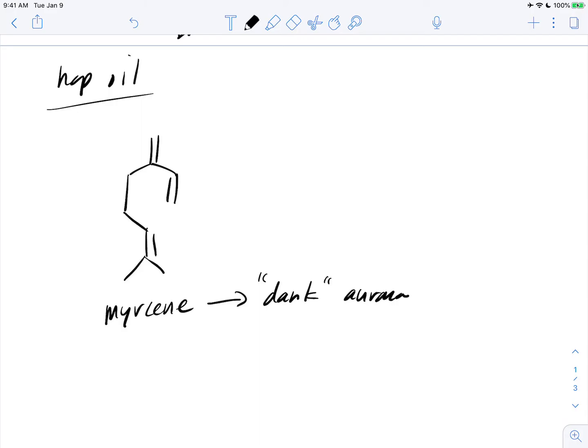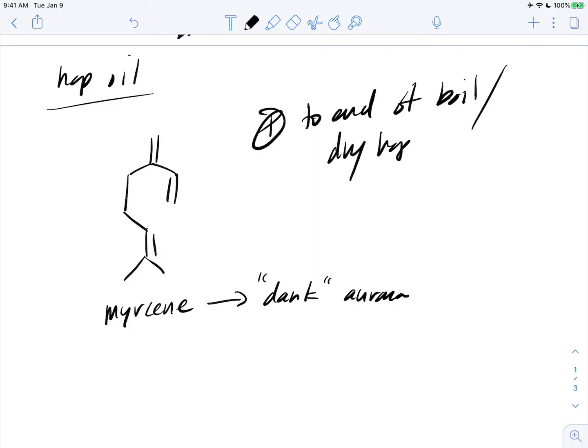to your beer. People who want this very skunky, very dank smell are going to add lots of these Myrcene hops. So if we add these to the end of the boil or dry hop, then we get a beer that has this real skunky kind of dank smell.